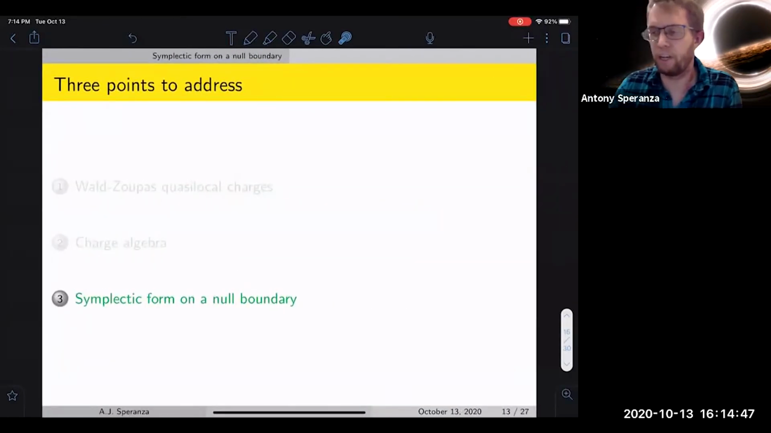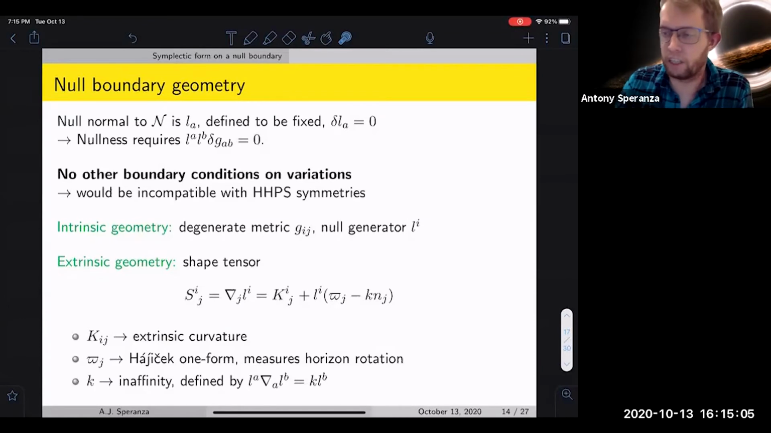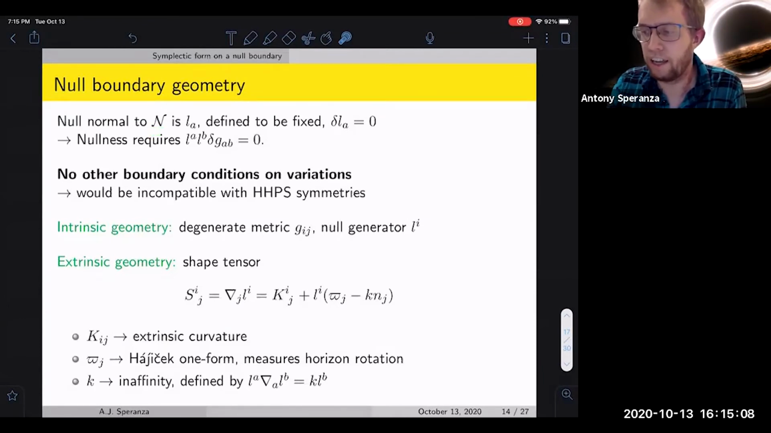So the final thing we have to do is apply this now to a null boundary. Everything I've said to this point is fairly general, but now we need to specialize to the null boundaries which we're interested in. As I think I mentioned before, to specify a null boundary we want some surface N, and we're going to fix the normal vector to that surface as a way of saying where the surface is. So we're going to impose that L downstairs is fixed. To impose that it's null, we also have to say L.L is 0.